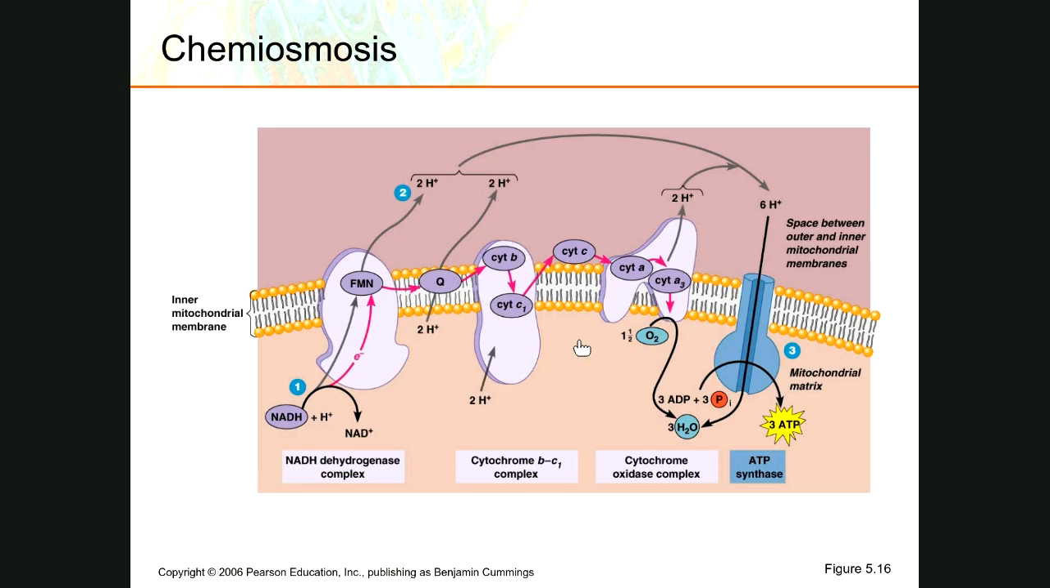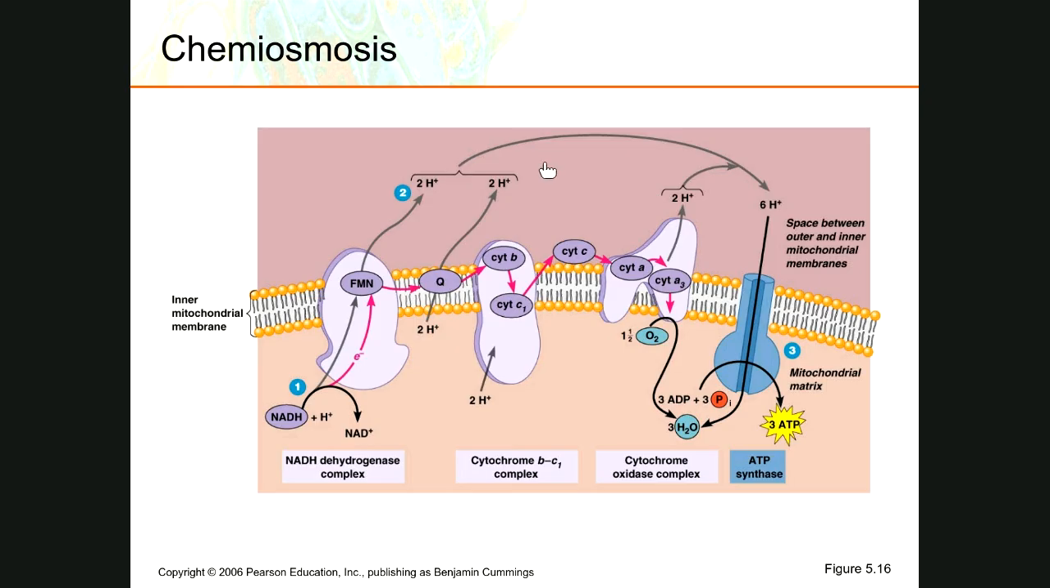So here we see an electron transport chain. The NADH is donating to the first complex in the chain. That causes the complex to get excited and transport a hydrogen across the membrane. As the electrons are transported from complex to complex, it causes more hydrogen to get pumped across the membrane, and they accumulate in a high concentration.